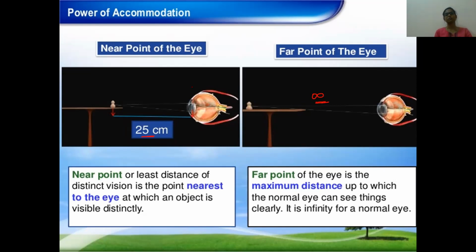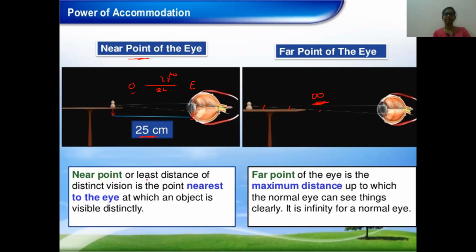That means if the distance from your eye to an object is less than 25, like 24, 23, or 10 centimeters, we cannot detect which object it is, because our human eye can detect an object only when it is 25 centimeters away from the eye. That is what we call the near point of the eye. And the far point of the eye means we can identify the object up to infinity. So that is what we define.